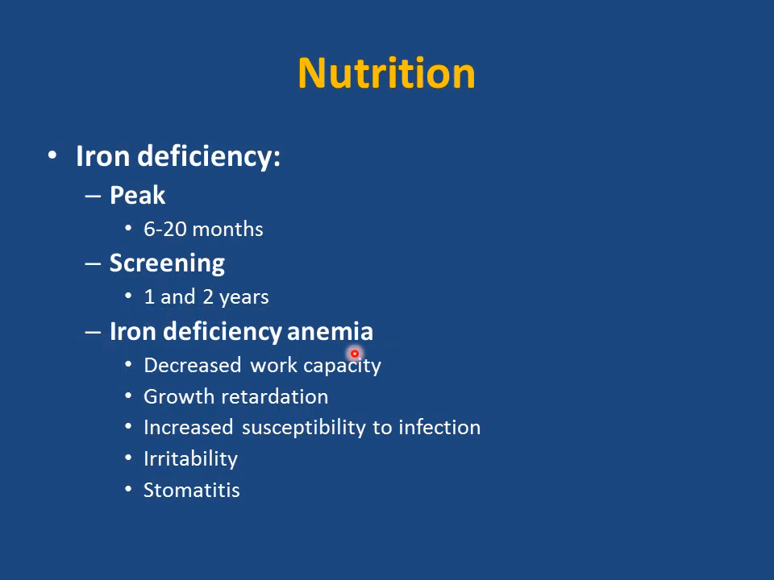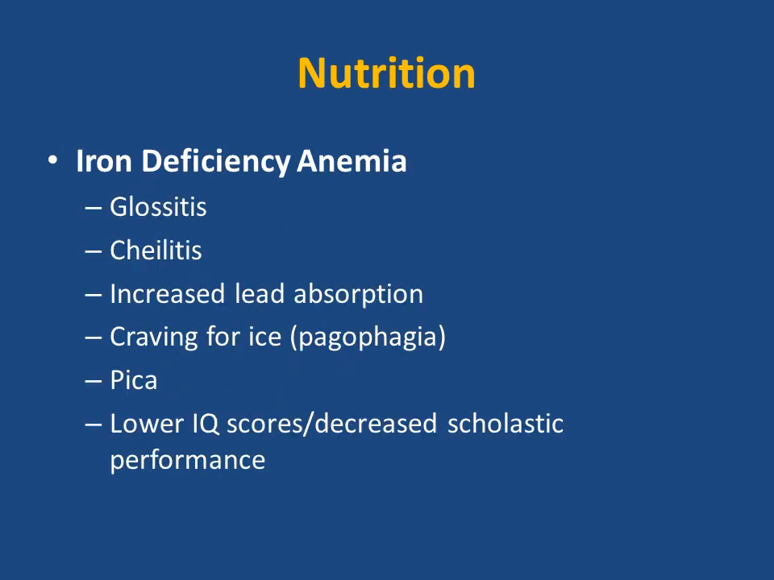Iron deficiency anemia, they present with decreased work capacity, they do very poorly in school, growth retardation, increased susceptibility to infection, irritability, and stomatitis. They also present with glossitis or inflammation of the tongue, cheilitis or angular stomatitis, increased lead absorption, and this makes the anemia worse, craving for ice or pagophagia, pica, which is an interest to eat non-food items, and lower IQ scores. This is very important for us to prevent iron deficiency anemia, to prevent these major consequences and lower IQs.